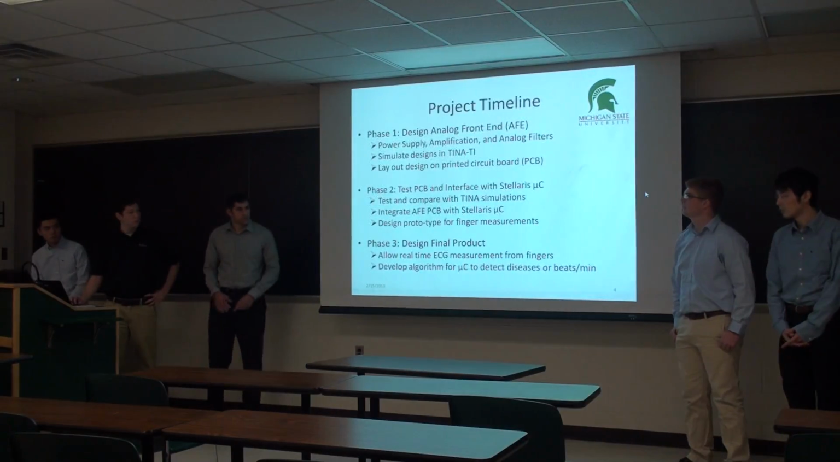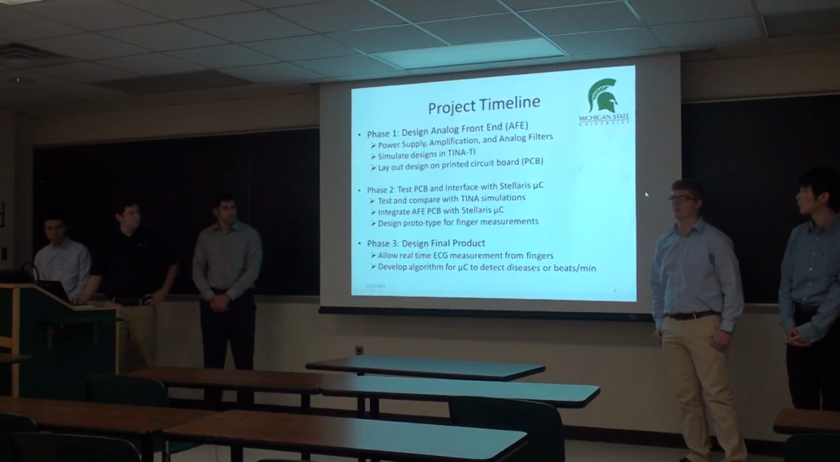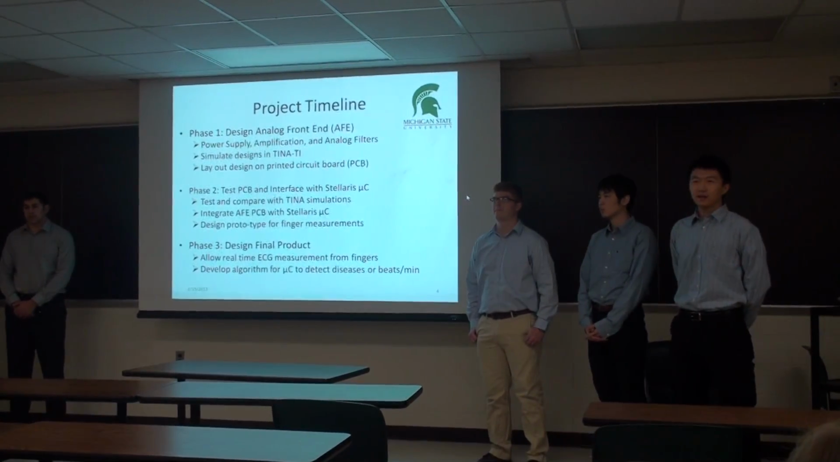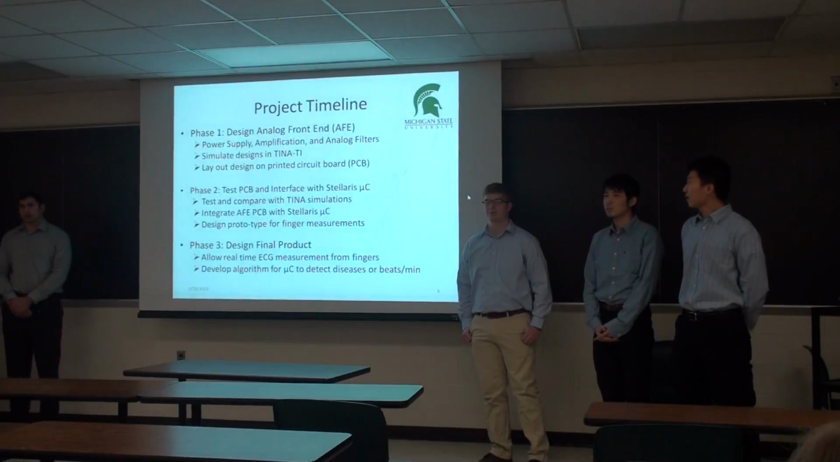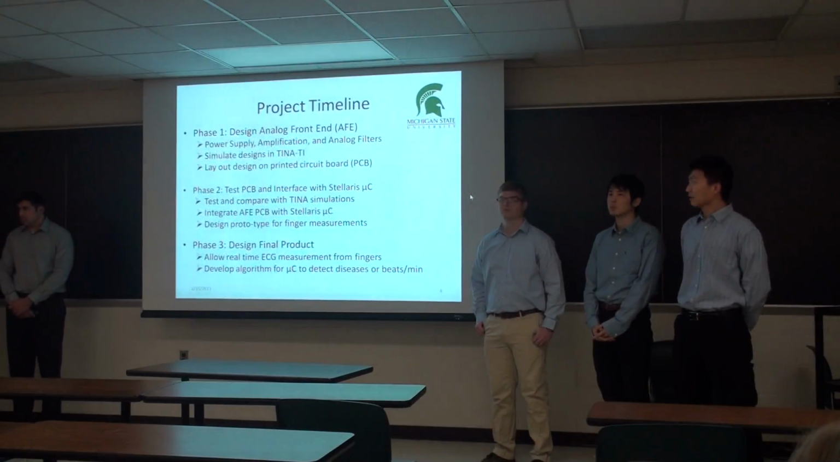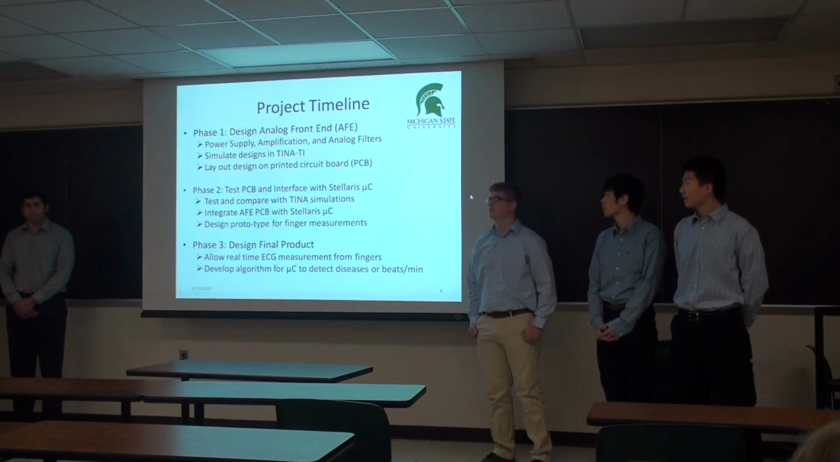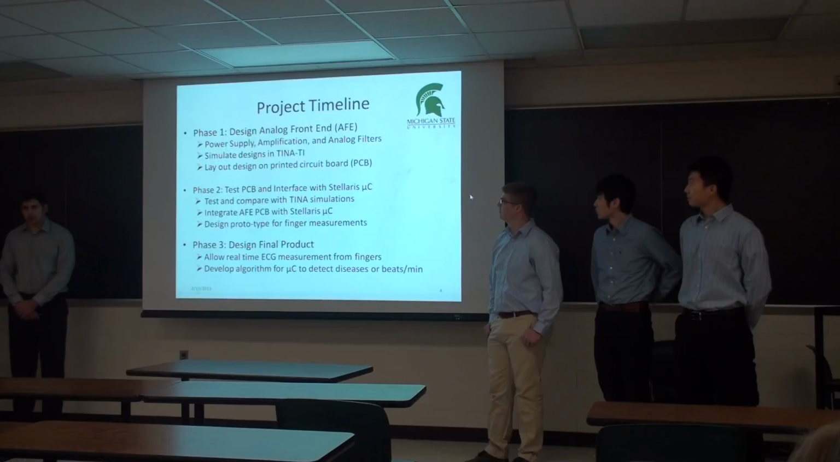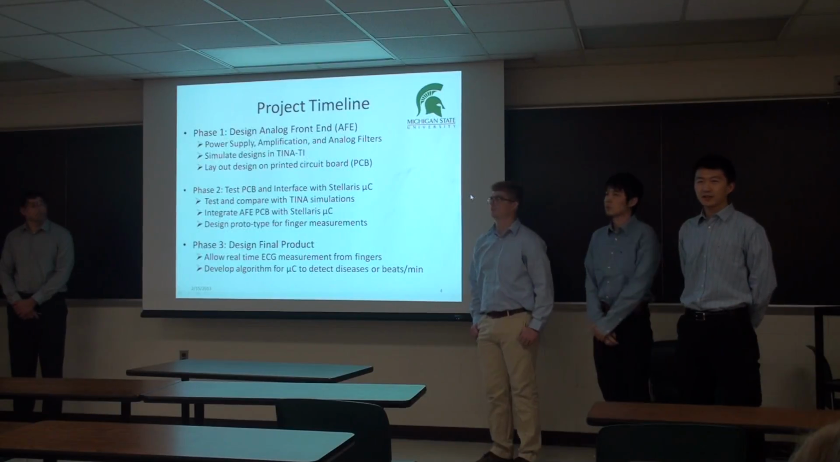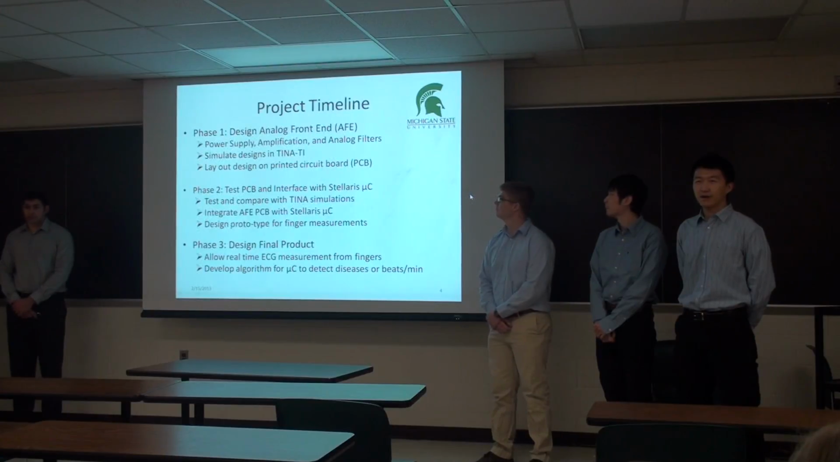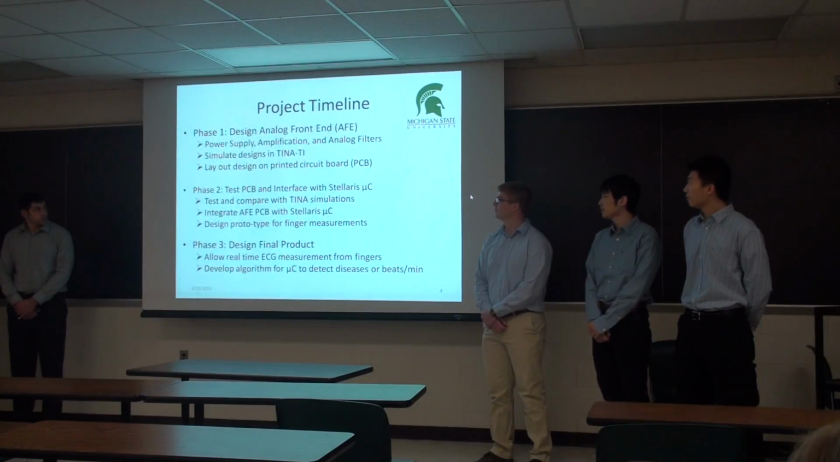This is our project timeline. The process of our project is divided into 3 phases. Phase 1 is to design the analog front-end circuit. The analog front-end circuit is our major ECG circuit, and the circuit we got is incomplete and outdated. So the first goal in phase 1 is to complete our schematic circuit by adding the power supplies, amplifier, and filters, and measuring the value of components.